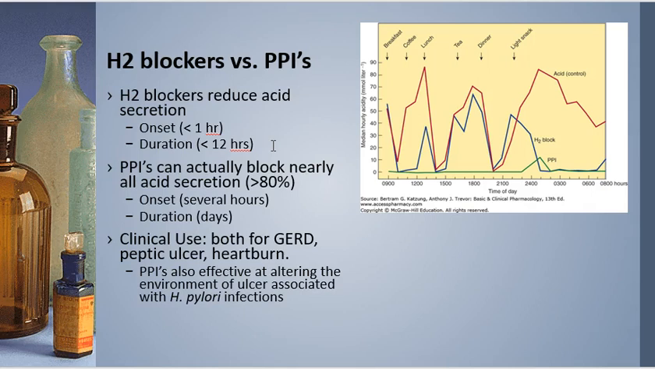Okay. Proton pump inhibitors can actually block almost all acid secretion. Okay. So this is, 80% of the potential stomach acid that's being produced can be potentially blocked by these proton pump inhibitors. However, the onset is several hours. But the duration of therapy is several days. Okay. And so clinically, we can use both of these for GERD. We can use them for peptic ulcer and heartburn. But proton pump inhibitors tend to be more effective at changing the microenvironment of the ulcer that's associated with these H. pylori infections.